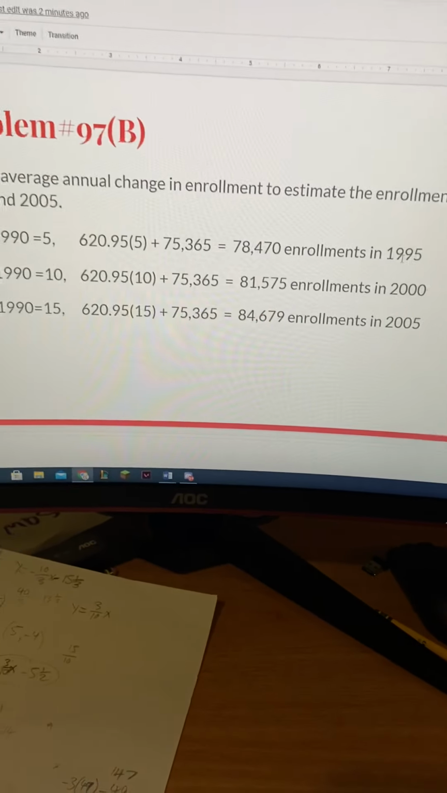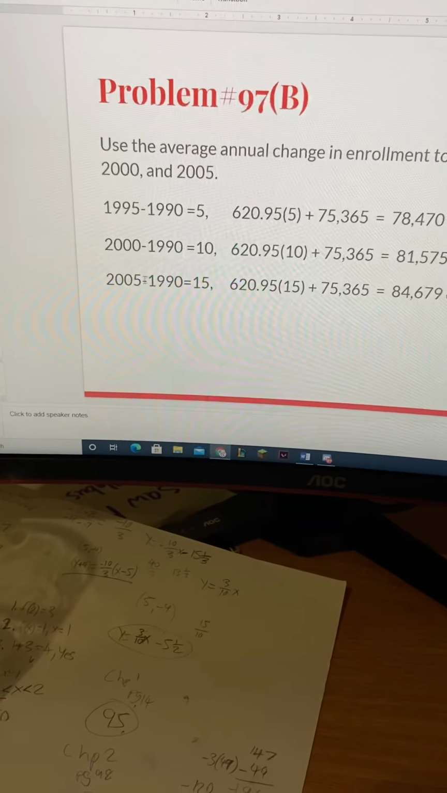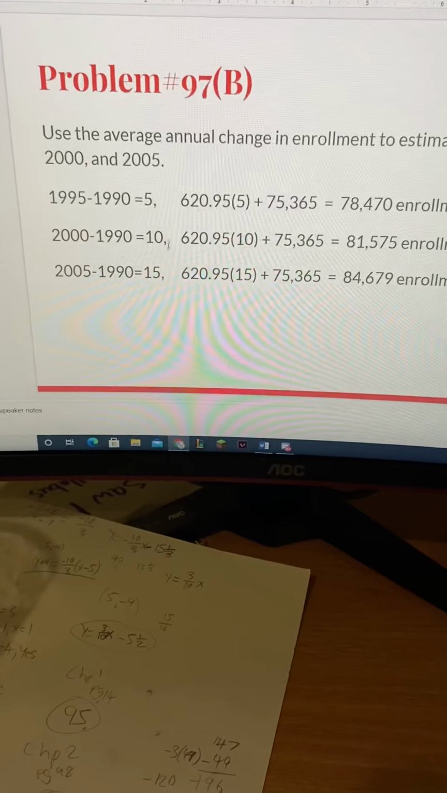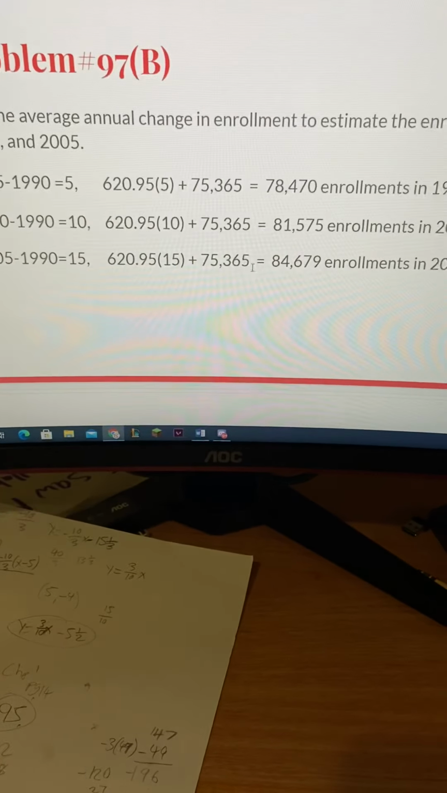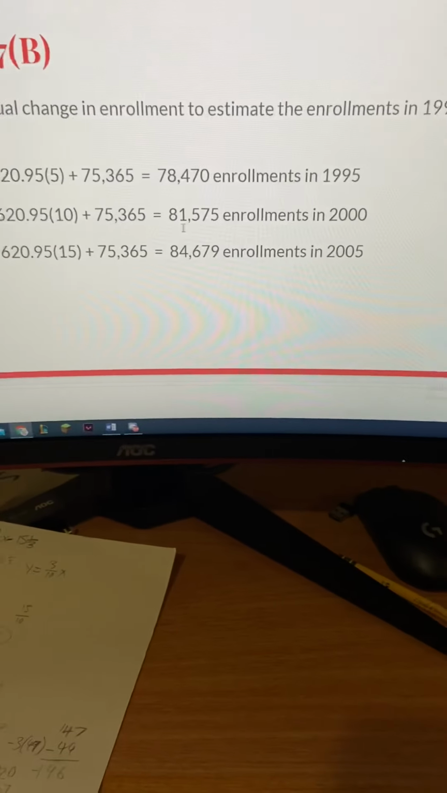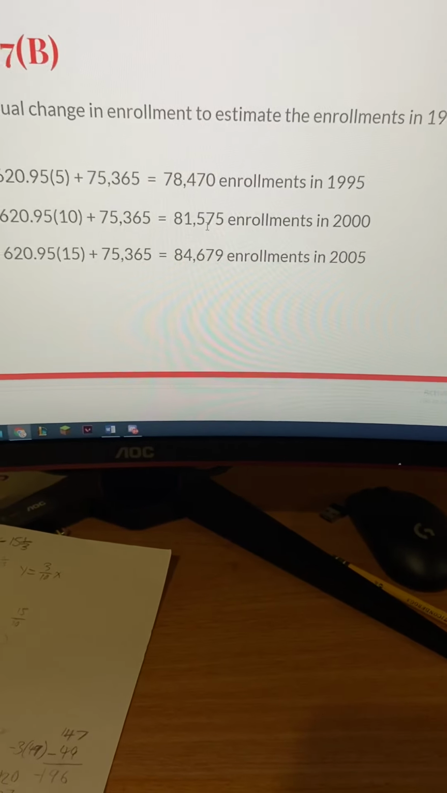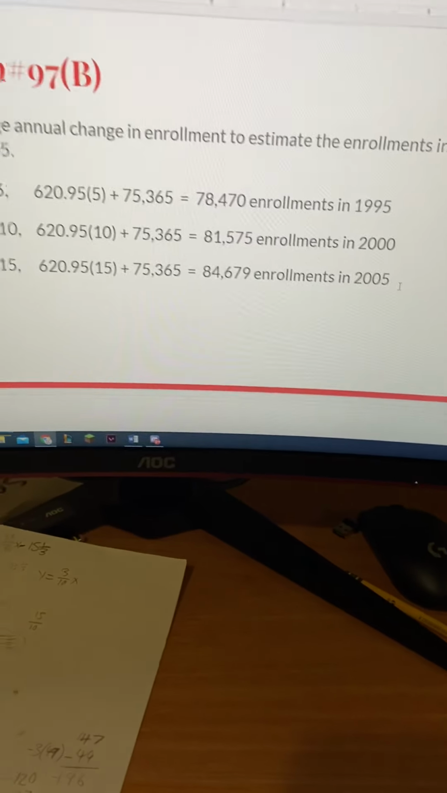78,470 enrollments in 1995. I did the same for 2000 and 2005 by subtracting it from 1990, getting 10 and 15, plugging in to the equation, adding by the number of enrollments in 1990, and I got 81,575 in 2000, 84,679 in 2005.